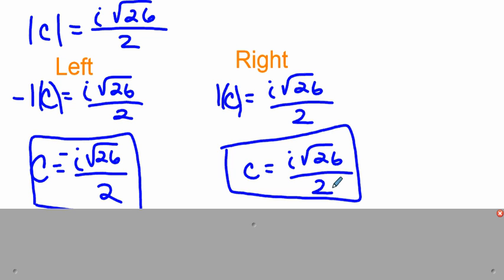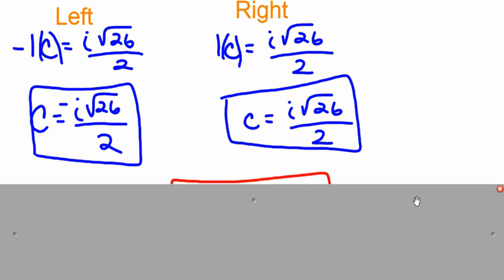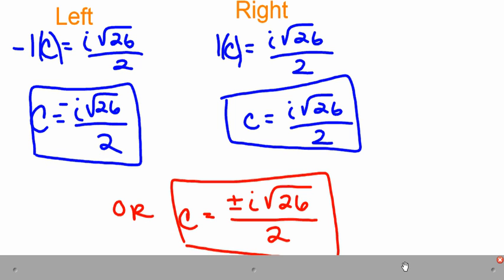Again, mathematicians, because we compare and see that one is a negative and one is a positive, like to condense. Therefore, you may see representations of your solutions written like this, saying that c is equal to going to the left and right, your distance, i times the square root of 26 divided by 2.